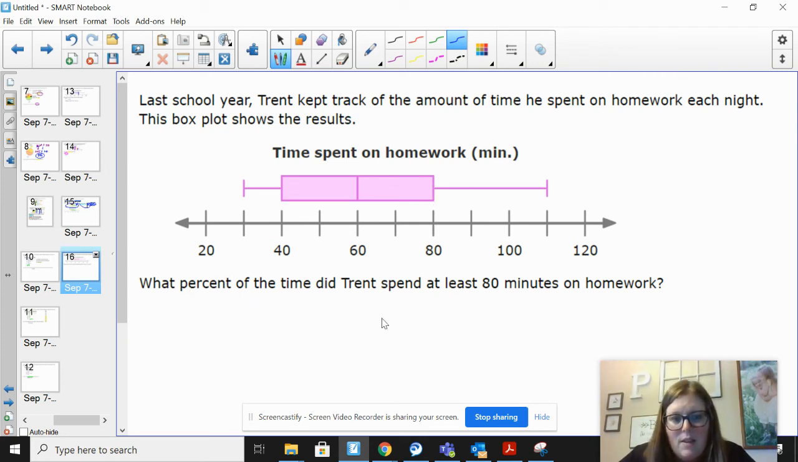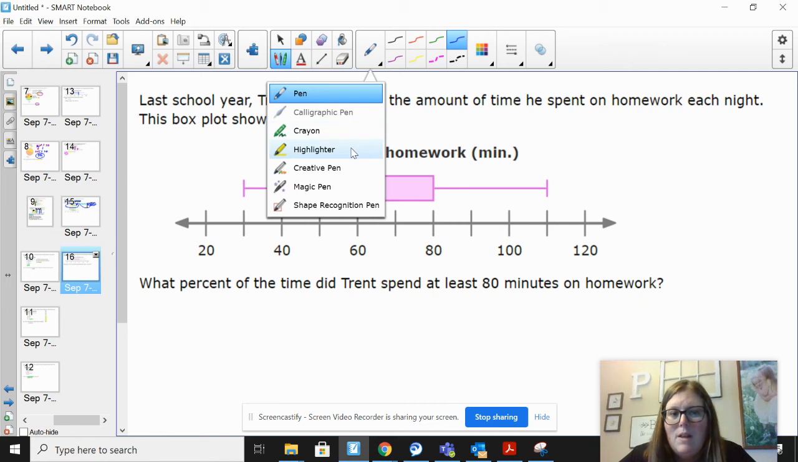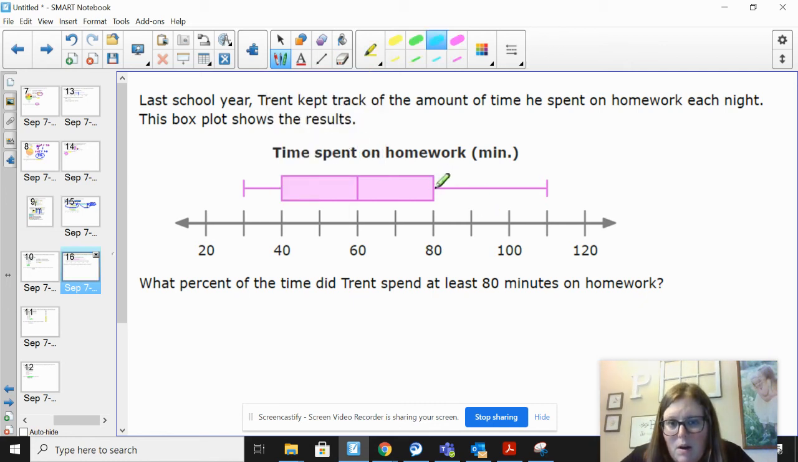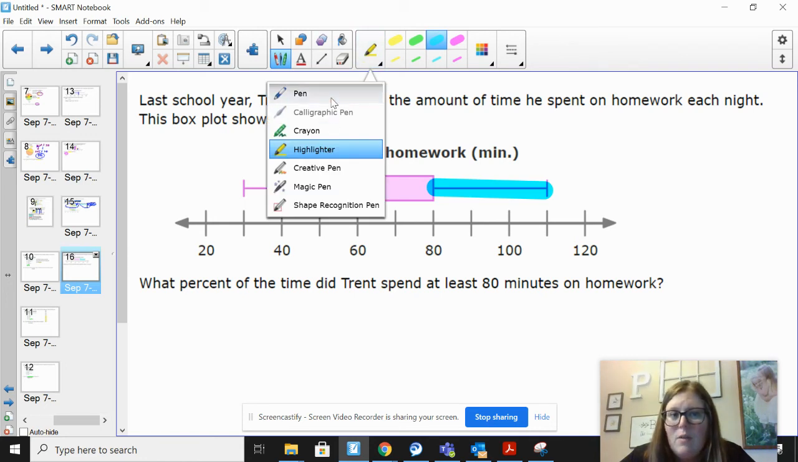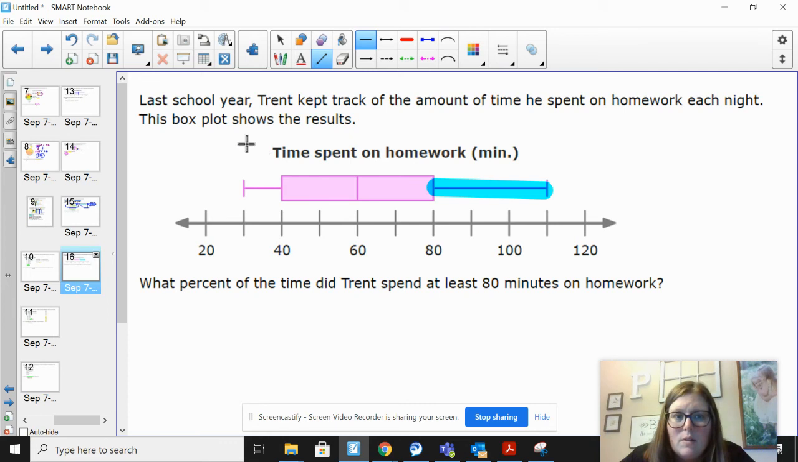Then it says, what percent of the time did Trent spend at least 80 minutes on his homework? So at least means 80 minutes or more. So this bar here is what we're looking for. And it's asking for a percentage. So if you remember those chunks, right, from here to here, 25% of the data lives. From here to here, another 25. Here to here, another 25.